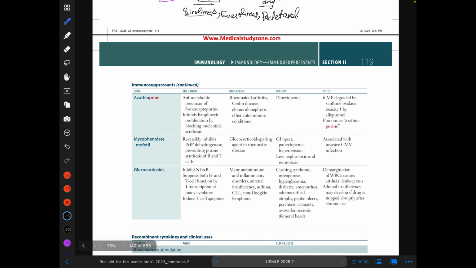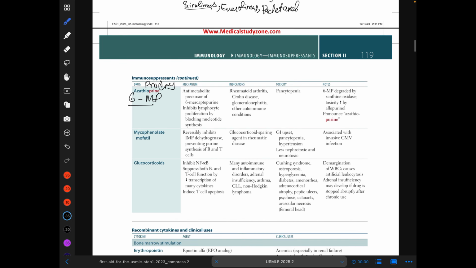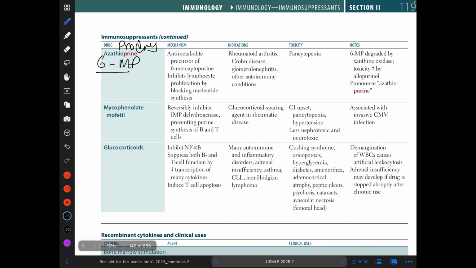Now we are moving to the next drug, that is azathioprine. Azathioprine is used in transplant and autoimmune diseases, and it is a prodrug that is converted into 6-mercaptopurine. 6-mercaptopurine is an analog of hypoxanthine, a purine, like adenine and guanine.